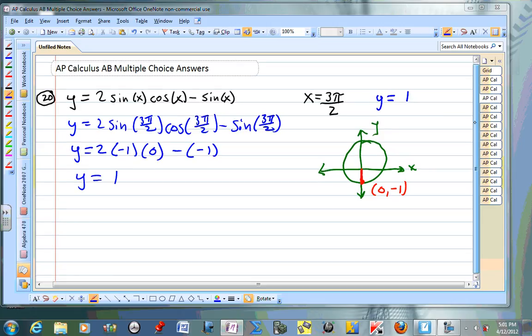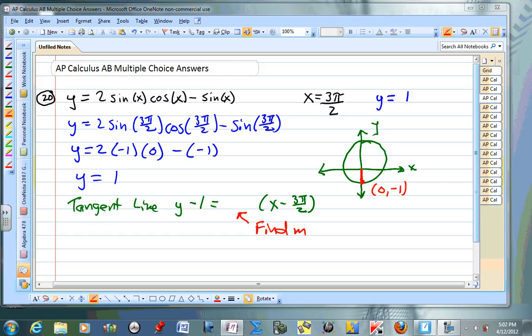Now, we're not quite done. We still have to find the equation of a tangent line. And from the equation of the tangent line, we'll then get the equation of our normal line. So, getting started with the tangent line, we have y minus 1 equals the slope times the quantity x minus 3 pi over 2. Okay. And our job is to find m, find the slope. So let's get to work.